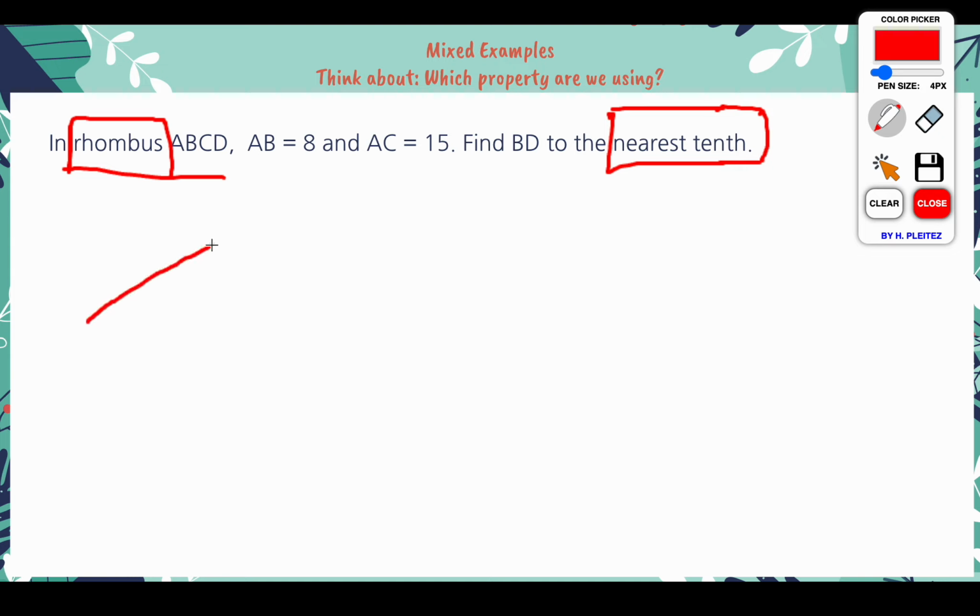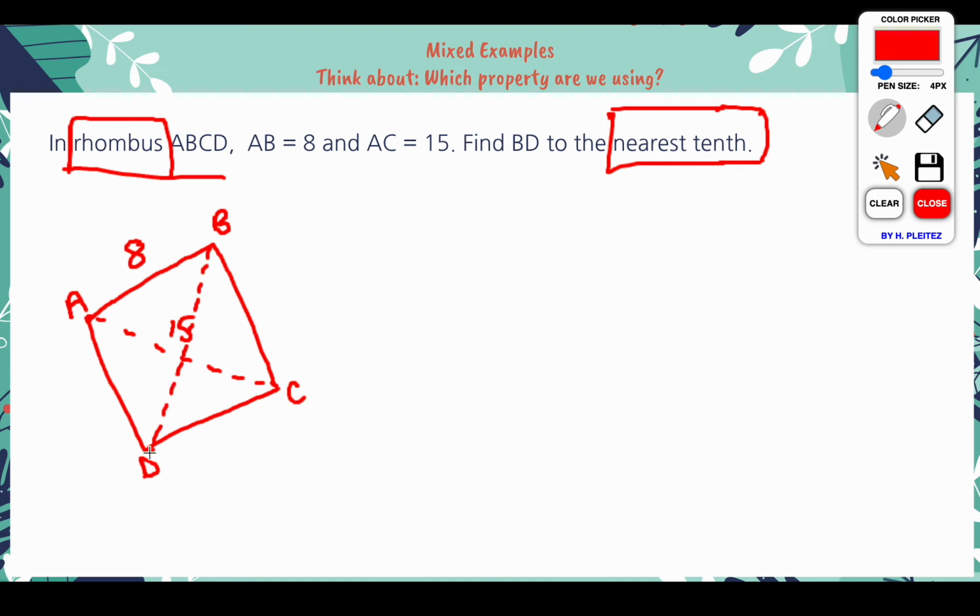So I'm going to go ahead and just draw a shape. And I know that this is a rhombus. So when I'm labeling, I'm making sure that I'm being consistent and I'm not skipping any side. So A, B, C has to go here, and D. And we have that AB is 8, and we have AC, which is the diagonal, is 15. And it wants us to find the value of BD. So I'm going to go ahead and draw the other diagonal in there as well.